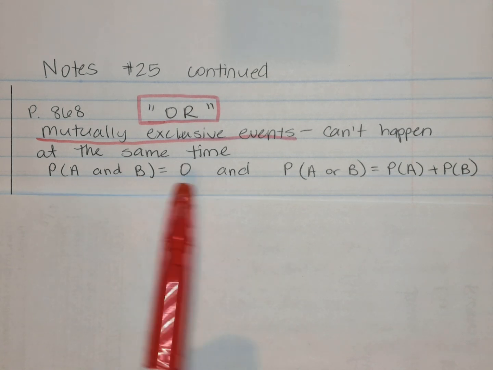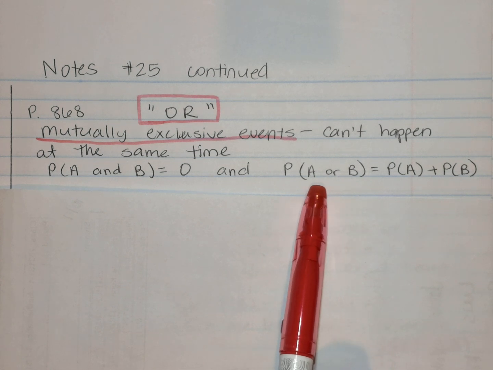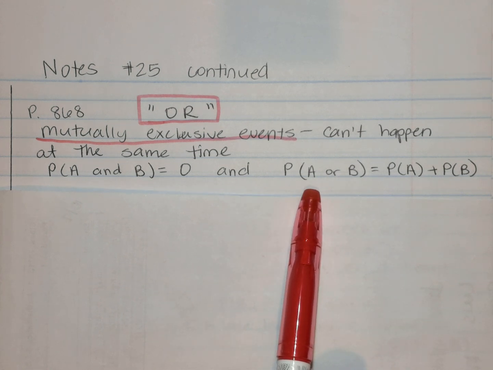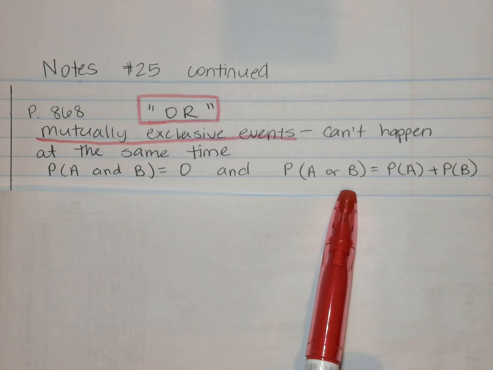But what you could say is or. So if I said, what's the probability of rolling a dice and getting a 1 or a 2, for example?